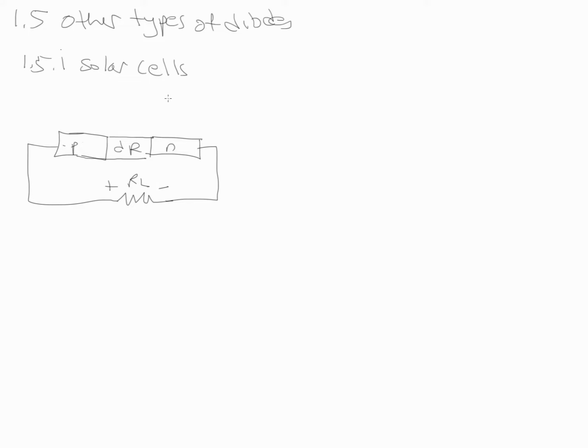And then solar light, I'll just call it h nu, comes in and hits the depletion region, generating holes and electrons.